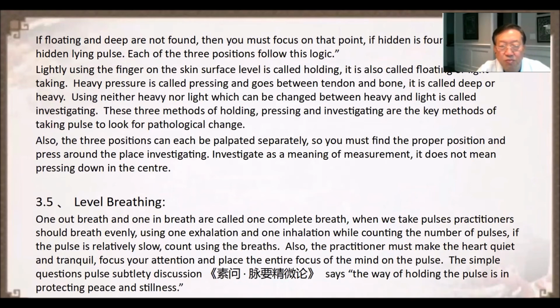Lightly using the finger on the skin surface is called holding. It's also called floating or light taking. Heavy pressure is called pressing and goes between the tendon and bone. It's called deep and heavy. Using neither heavy nor light pressure, which can be changed between heavy and light, is called investigating. These three methods of holding, pressing, and investigating are the key methods of taking pulse to look for pathological change.